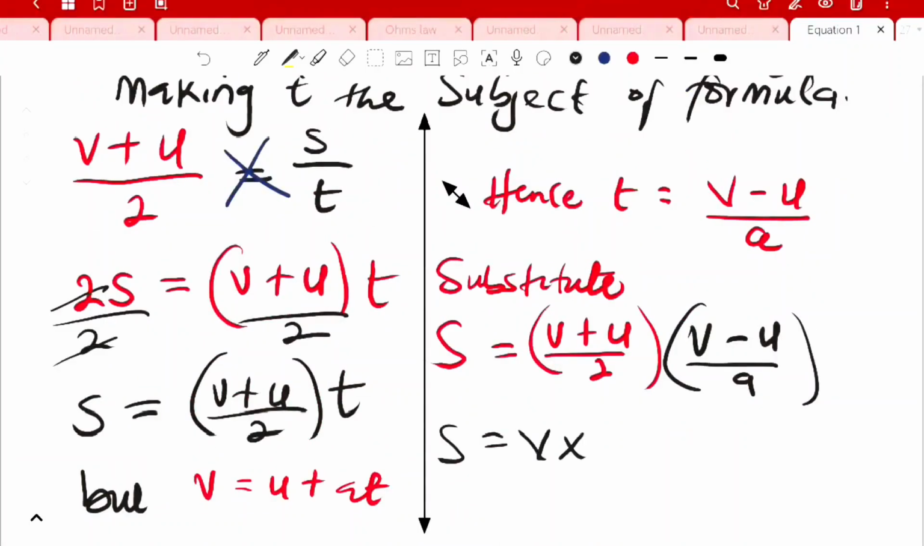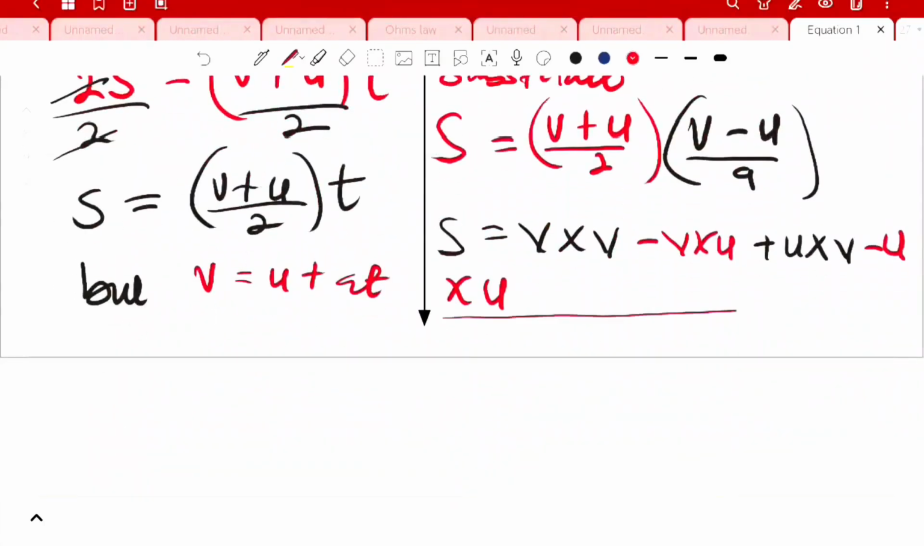Solving further, s equals v multiplied by v. All right, then we have v multiplied by minus u. Then we have positive u multiplied by v. Then we have positive u multiplied by negative u. All right, so they'll have negative u times u. Is that clear? All divided by what? All divided by 2 multiplied by a. So we have 2a. Is that clear?